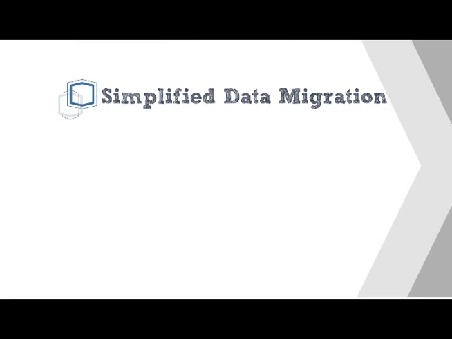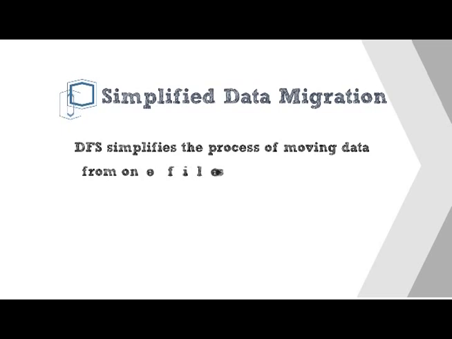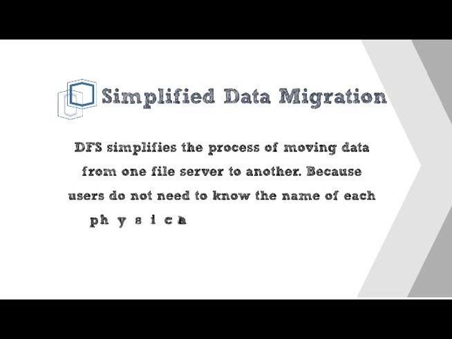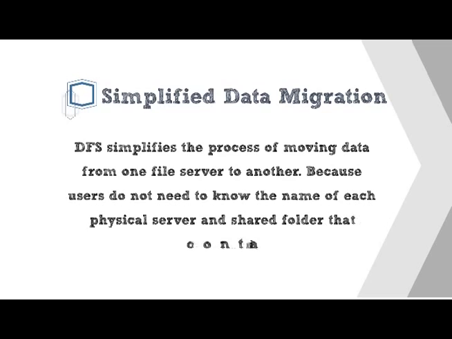The distributed file system is a file system whose clients, servers, and storage devices are dispersed among the machines of the distributed system. Simplified data migration. The DFS simplifies the process of moving data from one file server to another because users do not need to know the name of each physical server or shared folder that contains data.